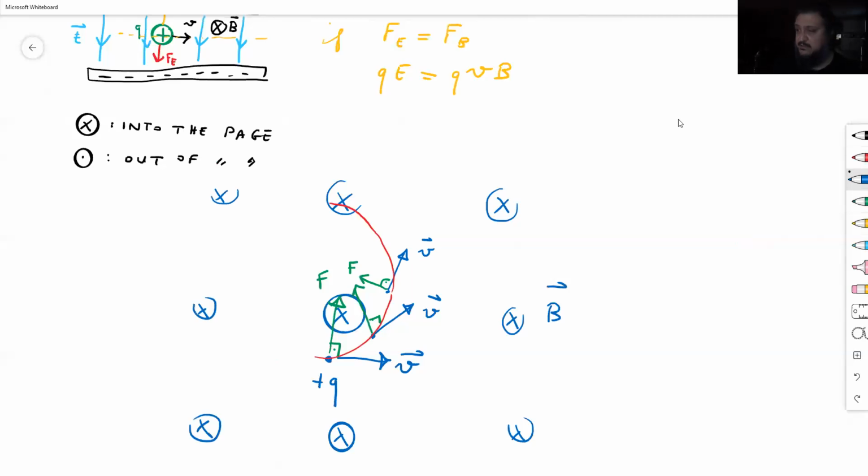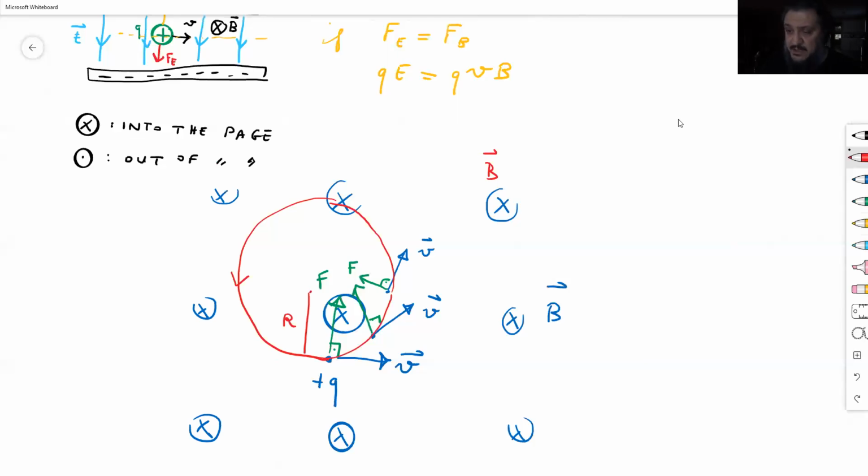So you can complete the circle this way. It's going to come back to the same point. Okay, it's going to go in circles. If you keep the magnetic field strength the same, there is no reason why the charge should end up at a different point. It's going to just complete the circle with a radius r.